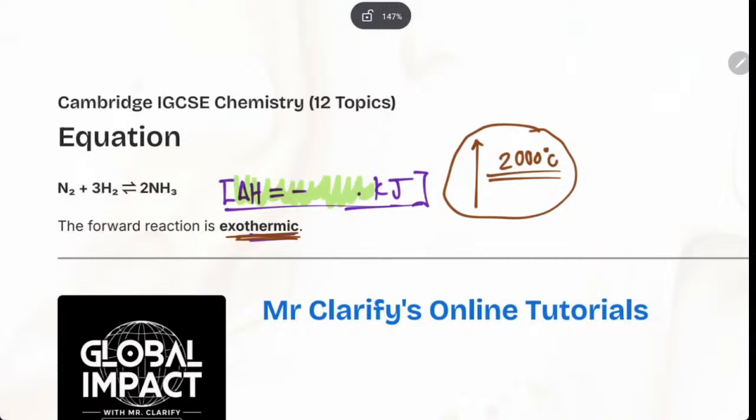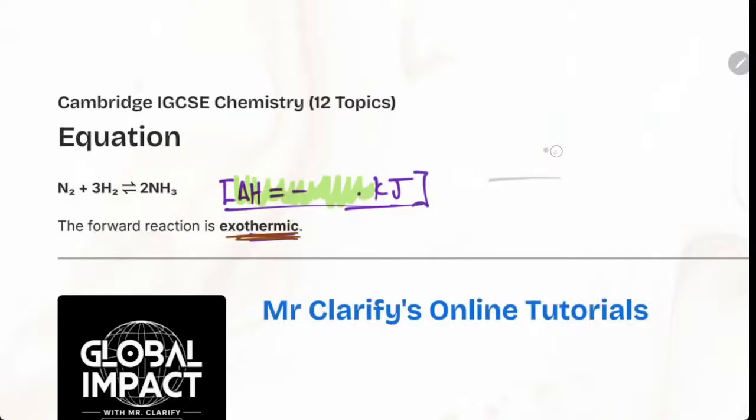But then we have another situation. If we decrease the temperature, then it will fight that. It will try to increase it again by shifting to the right, to exo, to say, hey, exo, produce heat. They have decreased the temperature, produce heat to fight it. So that means it will be good. We'll get a lot of ammonia. It will shift to the right. That's good. But we cannot decrease the temperature too much, because guess what?